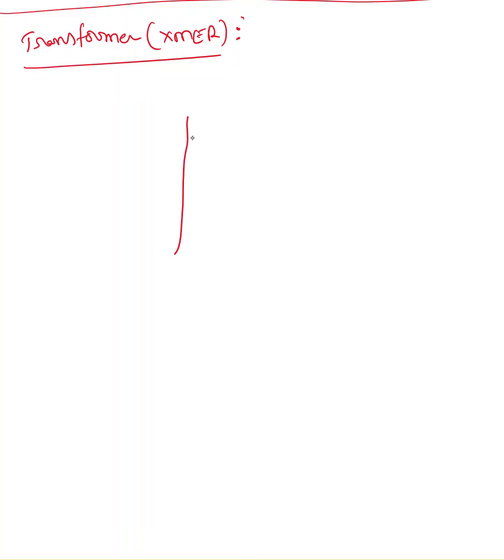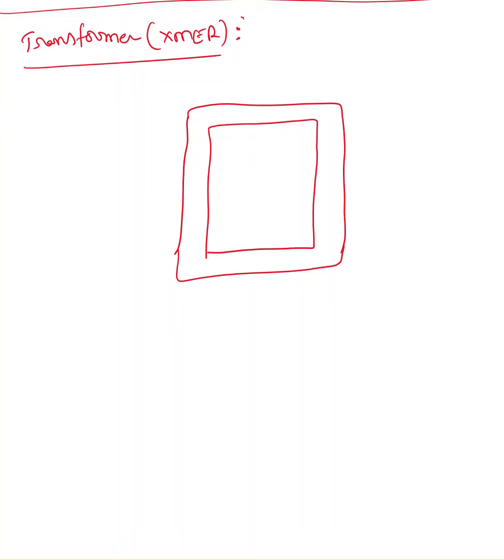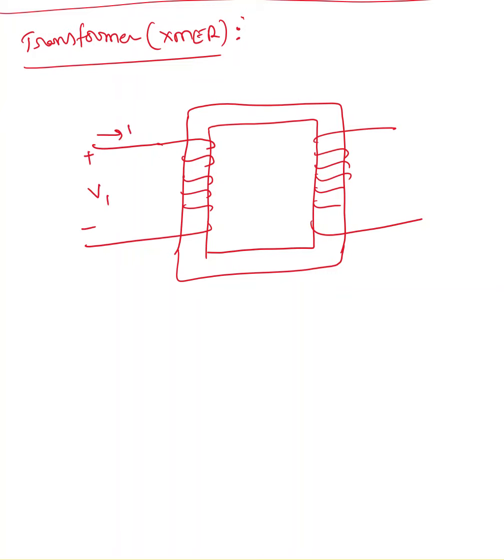So a simple way of representing this is, here is a magnetic material. It's not a conducting material, it's a magnetic material. And there are two windings. One is the primary winding, another one is the secondary winding. Here we give the supply voltage, call that V1, and the current entering there is I1, and the current leaving here is I2. The load is going to be connected here, and the voltage here is V2, and the source is going to be connected here.